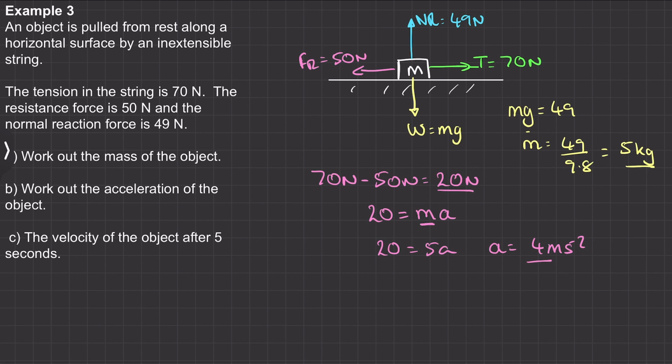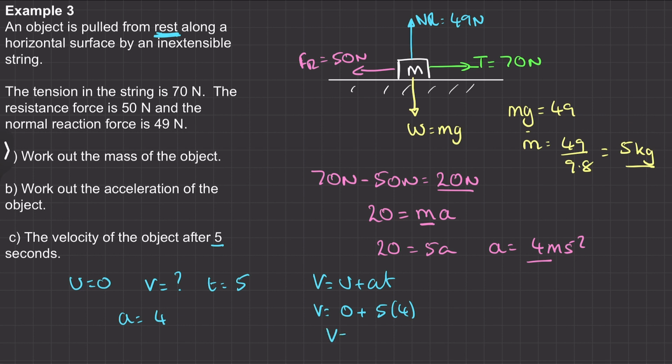And finally, for part C, the velocity of the object after 5 seconds. So we're told it starts from rest, which means u equals 0. v equals what we're trying to find. t we're given as 5, and the acceleration we've just worked out as 4. So again, we can use v equals u plus at. So v will equal 0 plus 5 lots of 4. So our final velocity after 5 seconds will be 20 meters per second.